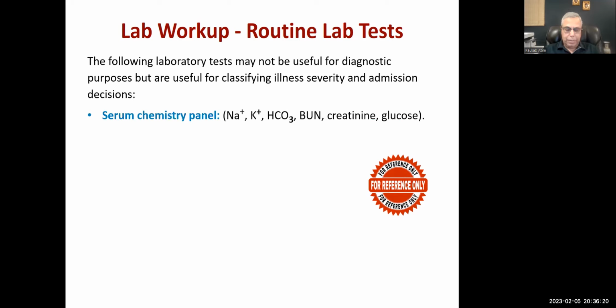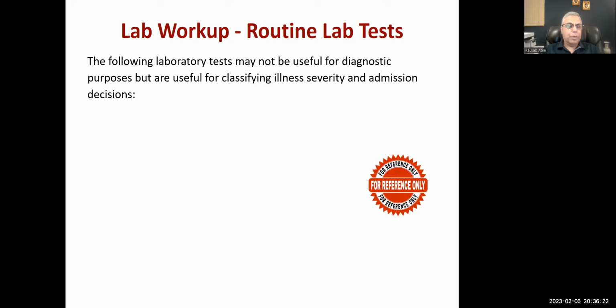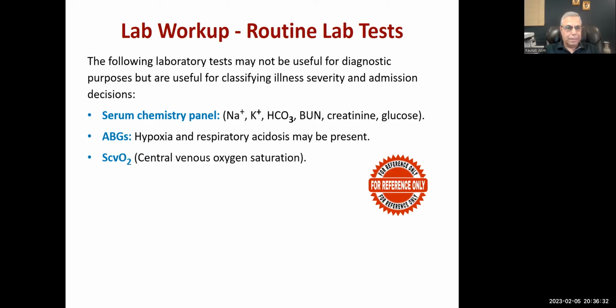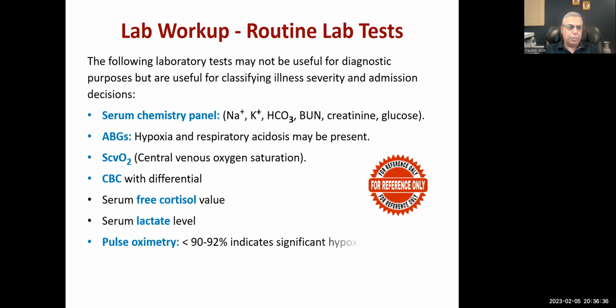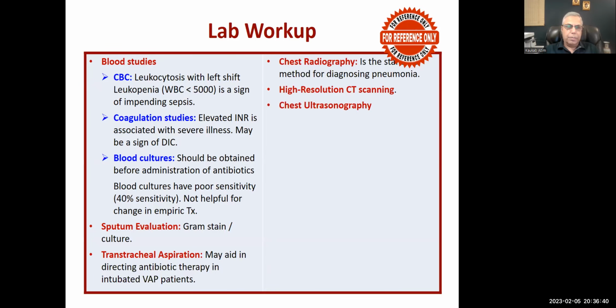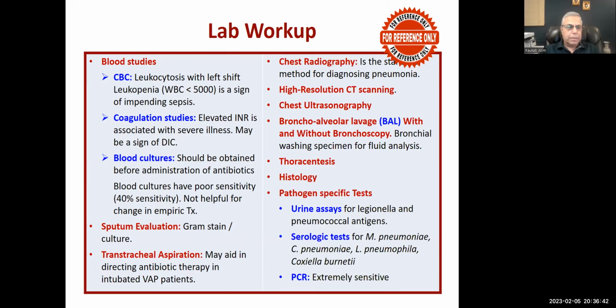Okay, you've got CURB-65 and the pneumonia severity index, and then you can do lab tests like serum chemistry, the arterial blood gases, central venous oxygen saturation, complete blood count. So many things you can do over here, right? And these are a little bit more details of the studies that you can keep only for your reference. They will not be included in the examination.